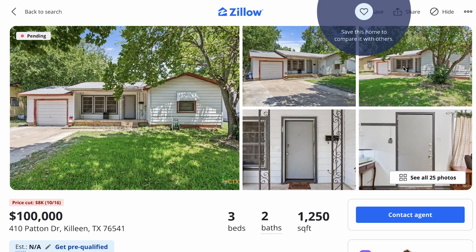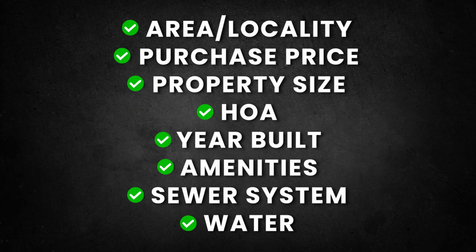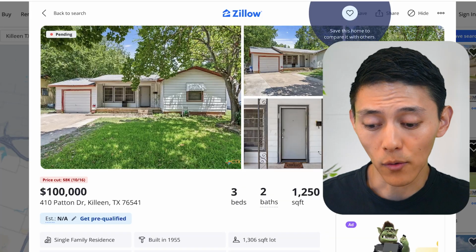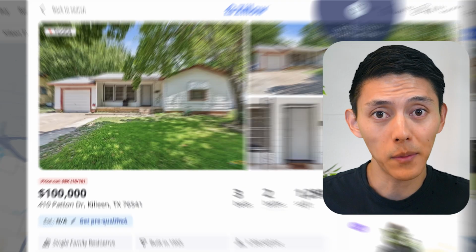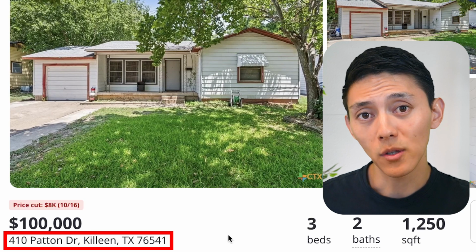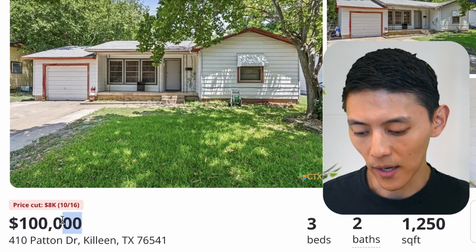So if you're like me, you're probably searching on Zillow for random properties. And again, you're not sure if these are good or not. But the first thing I want you to do is to look at some of the key factors that go into every listing. So here I looked up a random property in a market that we actually buy properties in, which is Killeen, Texas. And the factors that are most important to you are going to be the purchase price, which you see over here.